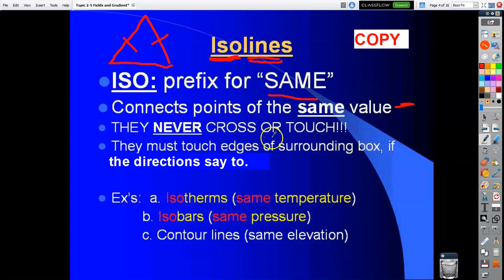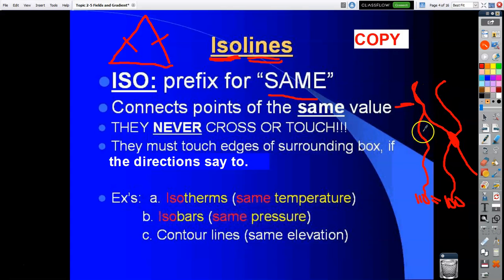Isolines can never cross or touch, right? If this line represents 100 degrees and this line represents 110 degrees, put numbers on them so you know what they are. So the values, this is 100 and this is 110. You can't take this 100 line and cross the 100. Because what are you telling me? If at this point where the 110 crosses the 100, you're telling me that 110 is equal to 100. And that's not the case, right? 110 is not 100. So they can never touch.